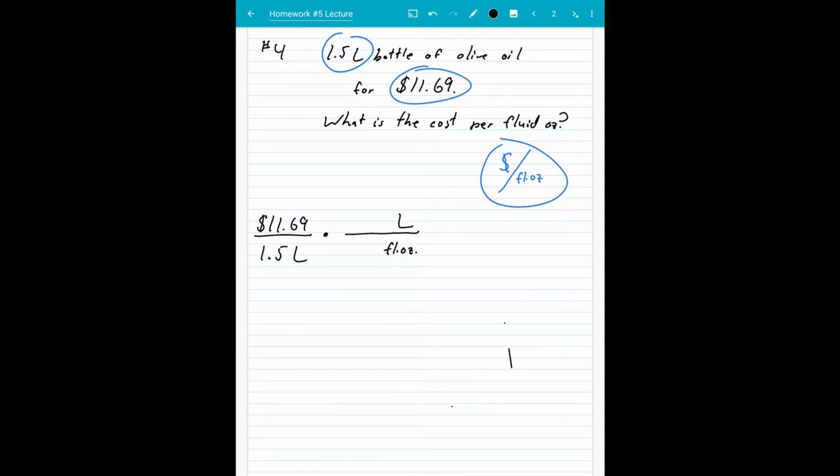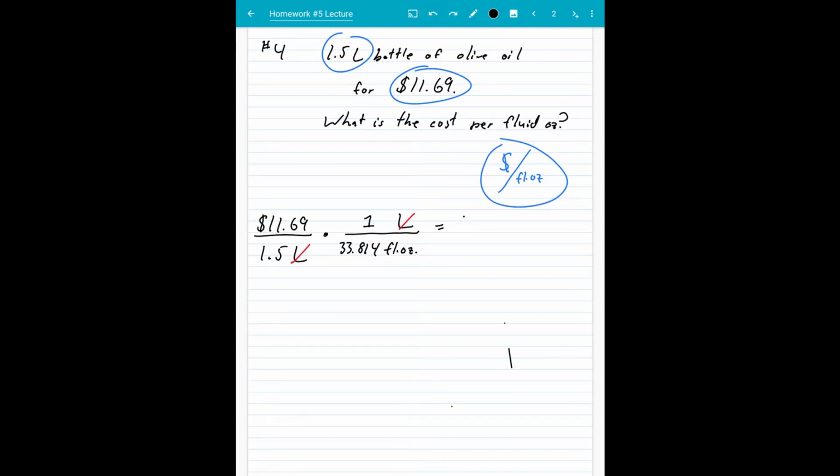So I'm looking at the conversion chart. We're going from metric to an imperial measurement. It says 1 liter is equal to 33.814 fluid ounces. And you can check, your liters cancel out, you'll be left with dollars over fluid ounces as your final answer. Go ahead and multiply all the top numbers.